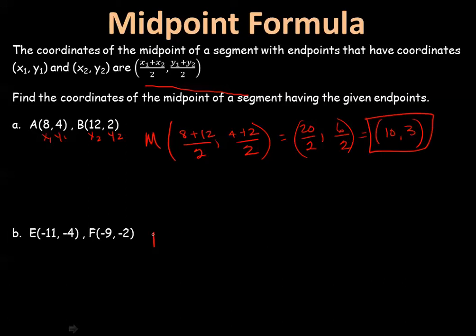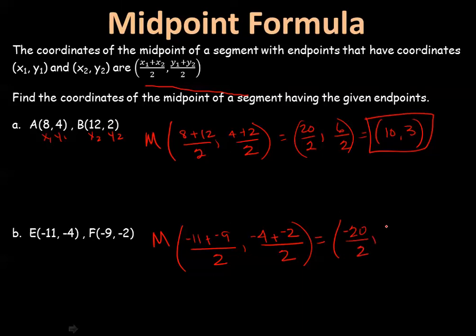Same thing with this guy down here. I'm going to have -11 plus a -9 over 2. Then I'm going to have -4 plus a -2 divided by 2. That's going to be a -20 over 2. That's a -6 over 2. Look, that's almost the same. -10, -3.